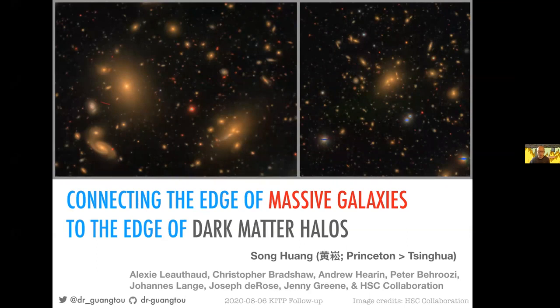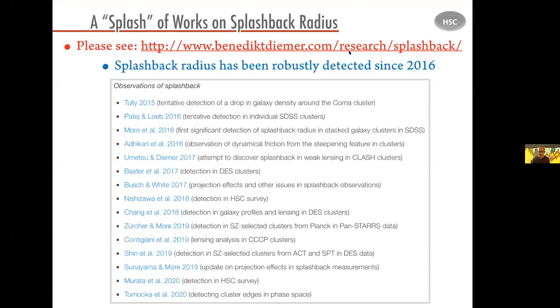So I will be talking more specifically about the observational side of this topic, and even more specifically, about the measurement of splashback radii for massive dark matter halos. Given the topic, it's appropriate to say that recently there's been a big splash of papers on how to measure splashback radii. I highly recommend this web page organized by Benedikt Diemer. There's an almost complete list of observational works on splashback radii.